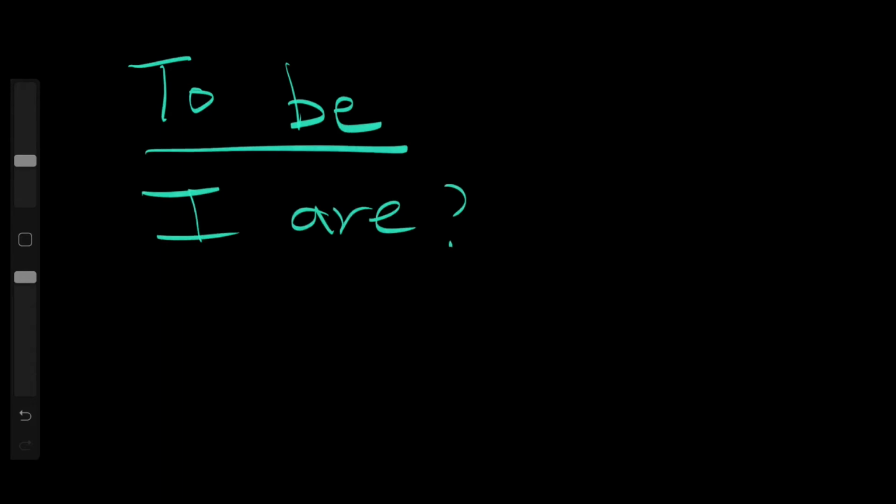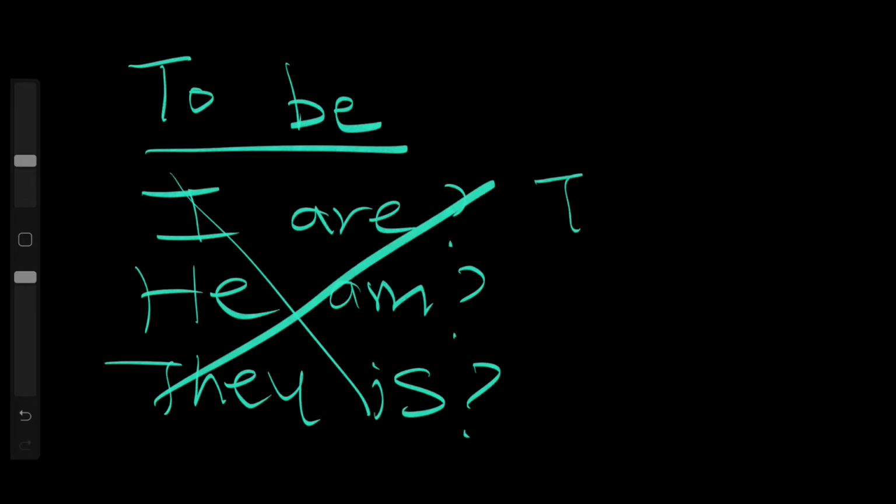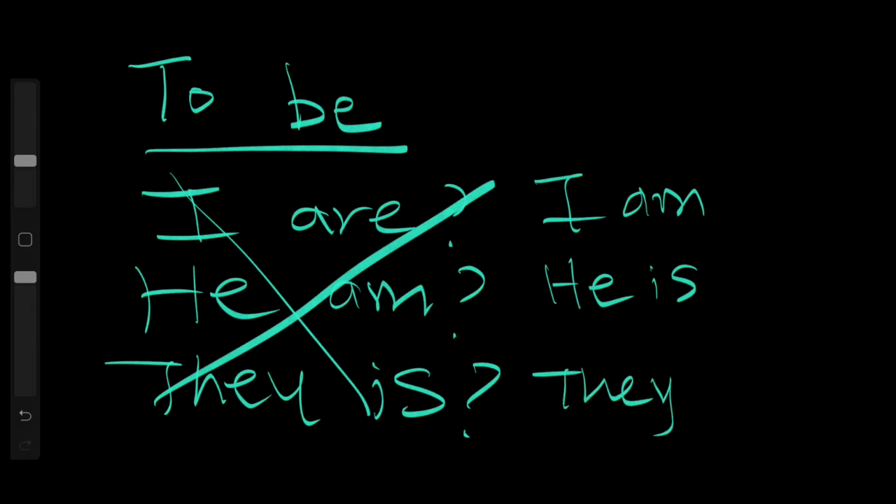For example, in English, when I want to say someone is doing the action of being, are the following examples correct? I are, he am, they is. These conjugations don't correspond to those subject pronouns. The correct conjugations are I am, he is, they are.